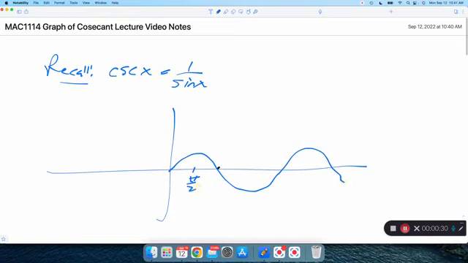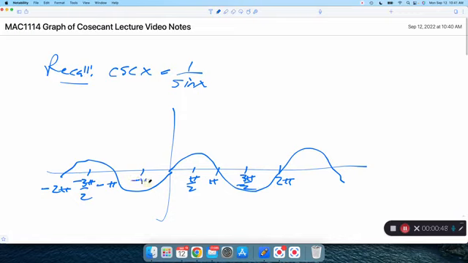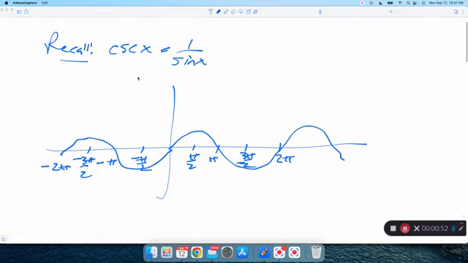So here's pi over 2, pi, 3 pi over 2, and 2 pi. And we could go backwards a cycle if we want. Here's negative 2 pi, negative pi, negative 3 pi over 2, negative pi over 2. So any place sine equals 0, cosecant will be undefined. It's the same idea as what we did in the last video, because you can't divide by 0. If the bottom's 0, we got big problems. So if sine equals 0, cosecant of x is undefined.